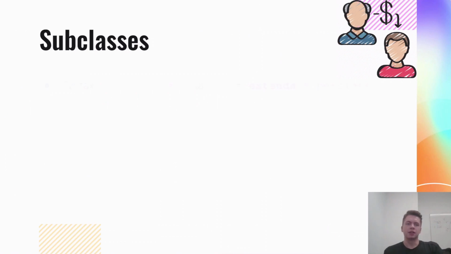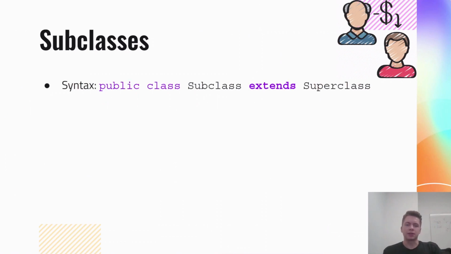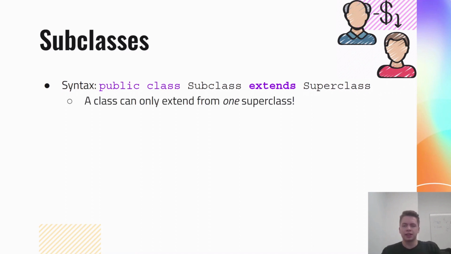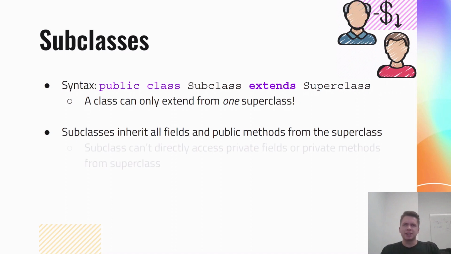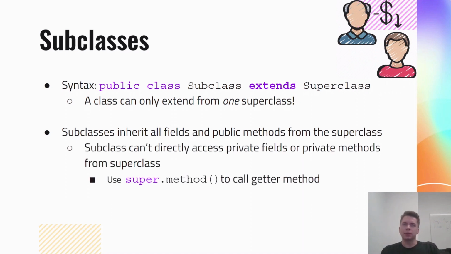So earlier on, we learned we can create subclasses or child classes using the extends keyword. The class definition is the same, except for at the very end, we state that this class we're creating extends another class. A class can only extend one superclass, as opposed to, say, interfaces, where you can implement multiple interfaces, no problem. Subclasses inherit all fields and methods from the superclass.